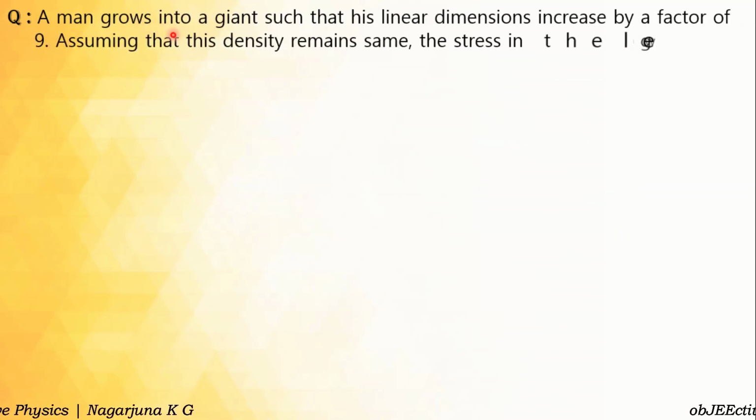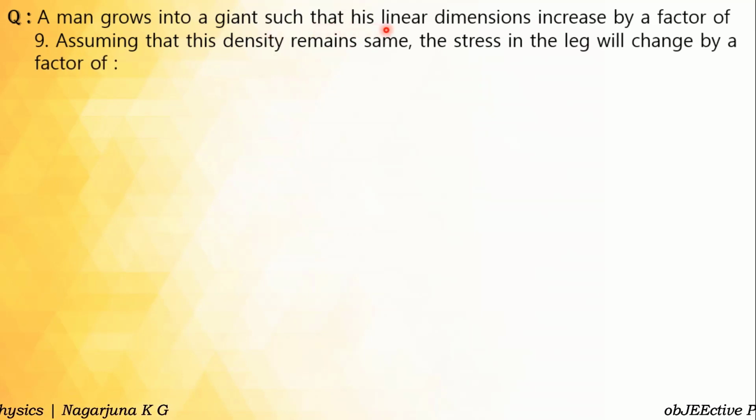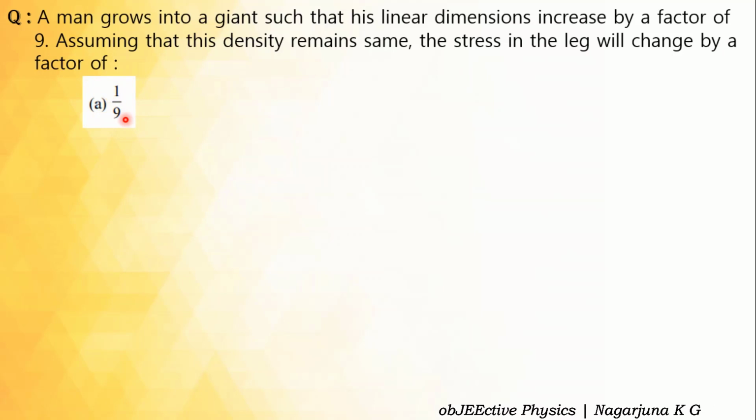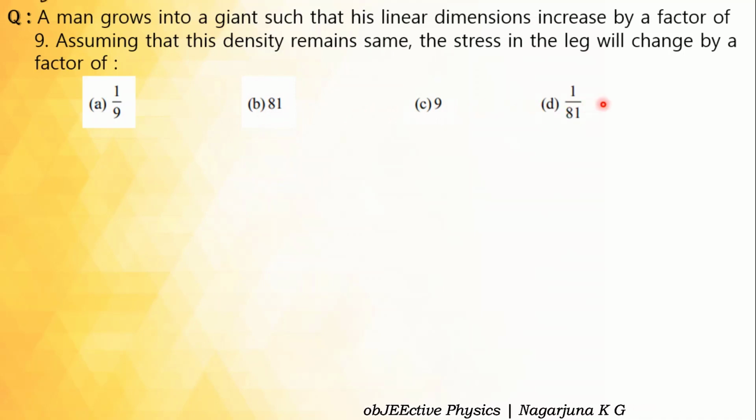A man grows into a giant such that his linear dimensions increase by a factor of 9, assuming that his density remains same. The stress in the leg will change by a factor of: option A, 1 by 9; option B, 81; option C, 9; option D, 1 by 81. Solution.